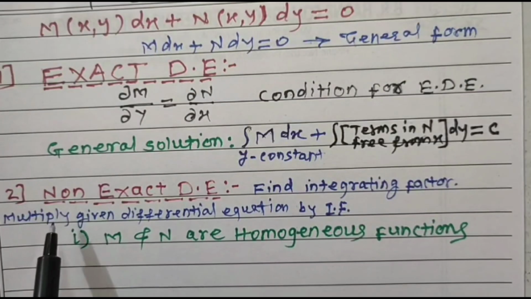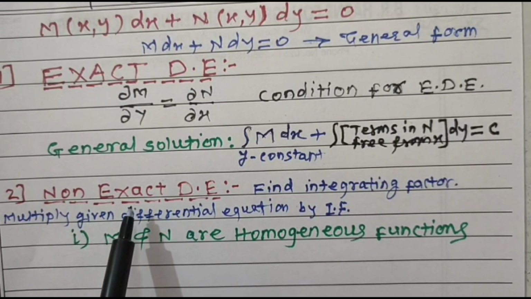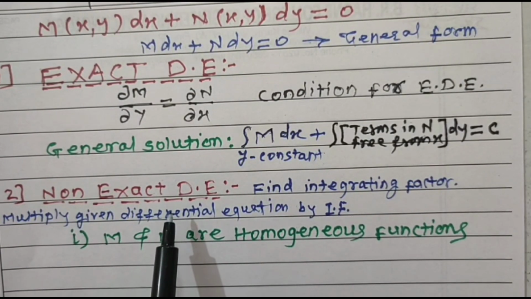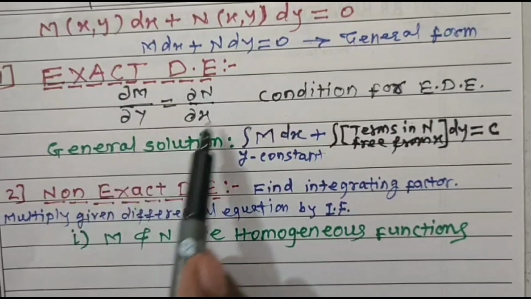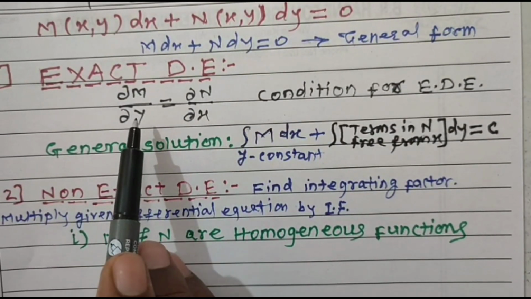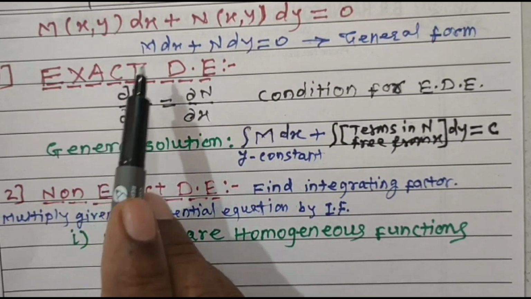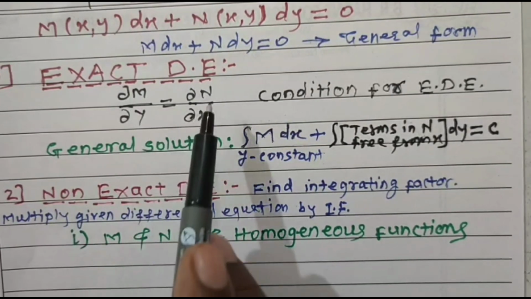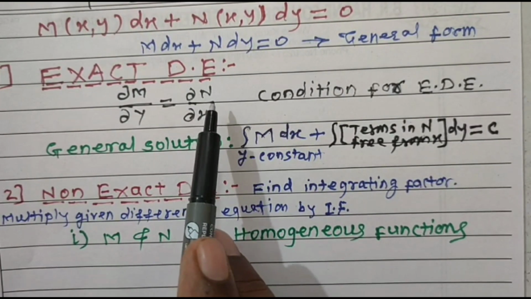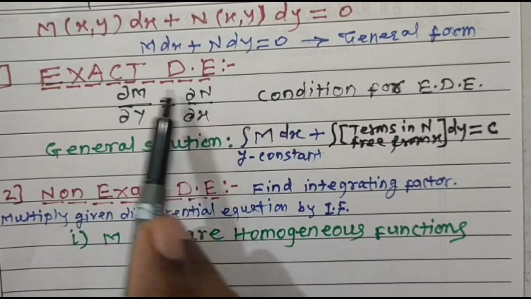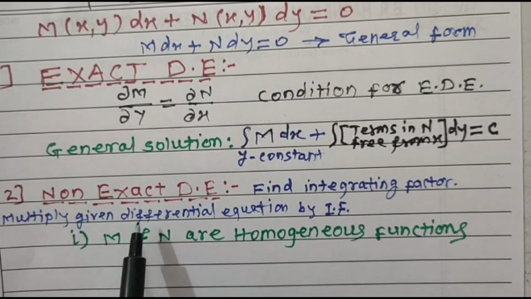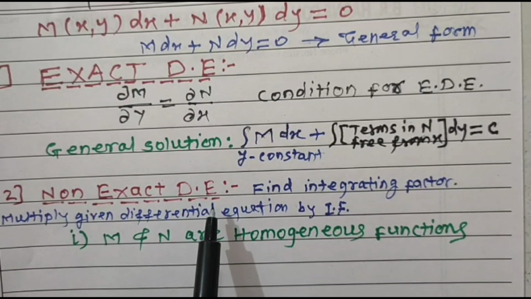And then number 2, non-exact differential equation. In case of non-exact differential equation, this condition is not satisfied: partial derivative of M with respect to y is not equal to partial derivative of N with respect to x, where M is a function of x and y, and N is also a function of x and y. If this condition is not satisfied, those differential equations are said to be non-exact differential equations.